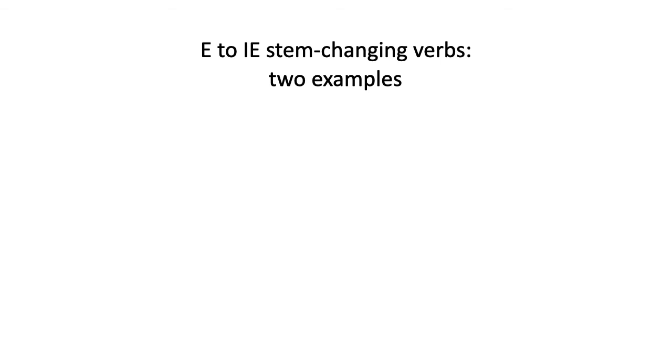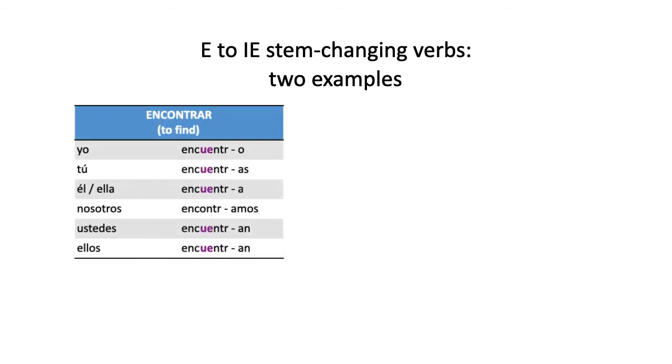Oh, I'm sorry, this is a typo. These are not E to IE stem changing verbs, these are O to UE. Okay? I left that title from the last presentation. But the verbs are correct. Let's look at encontrar, right? Encontrar. That's an O to UE stem changing verb, like mover.